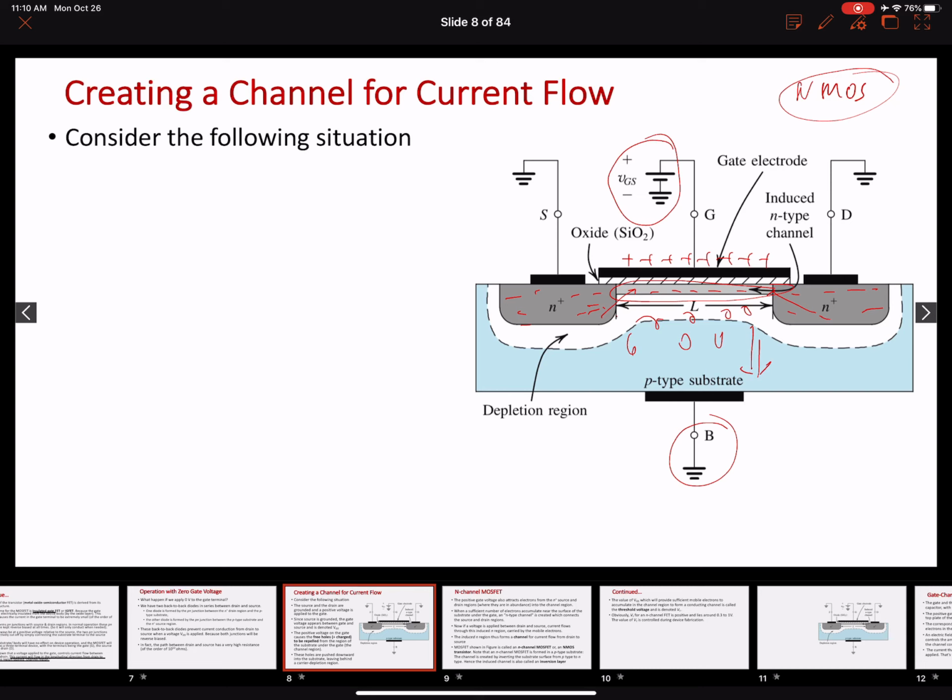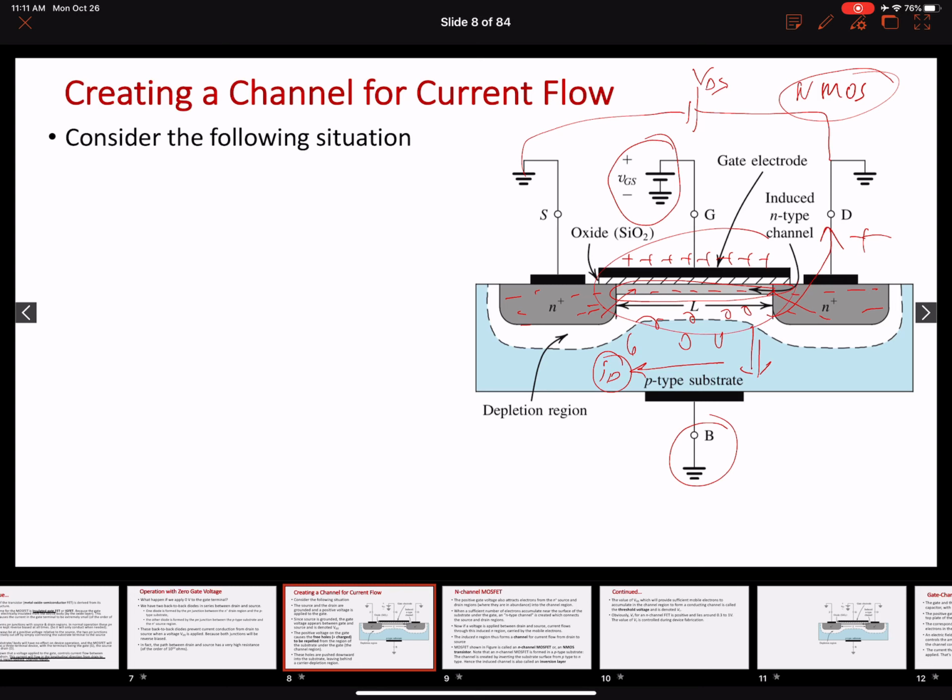The second thing after that is we apply a drain to source voltage. When we apply a drain to source voltage, an electric field will be established between source and drain, and this will provide a current flow. All of these electrons will start to flow towards the drain terminal. And so our drain current will be from drain to the source, opposite to the flow of electrons. So this is what we talked about.